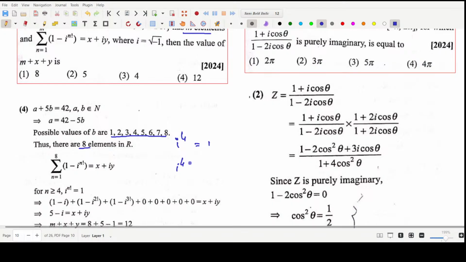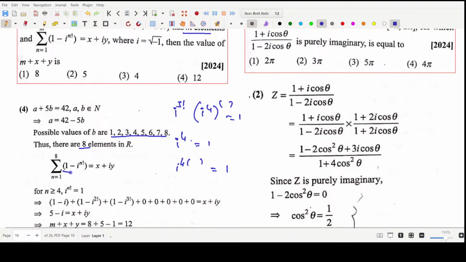I power 4 factorial means i power 4 into something. That should be equal to 1 power something, which is equal to 1. Similarly, i power 5 factorial is also a multiple of i power 4 power something. This is also equal to 1. So 4 factorial, 5 factorial, 6 factorial, 7 factorial, 8 factorial, all those factorials starting from 4 factorial should be equal to 1. After 4, everything should be 1. That means this summation 1 minus 1 will become 0 after 4.